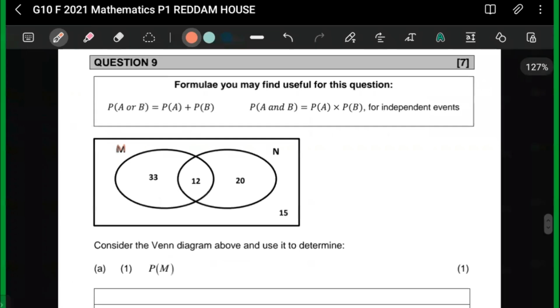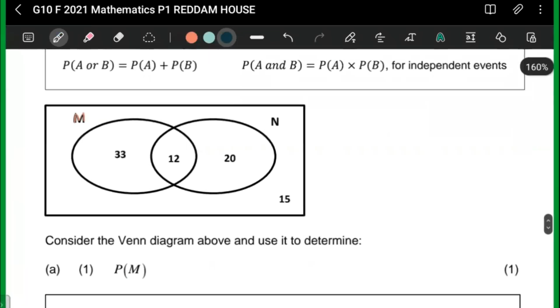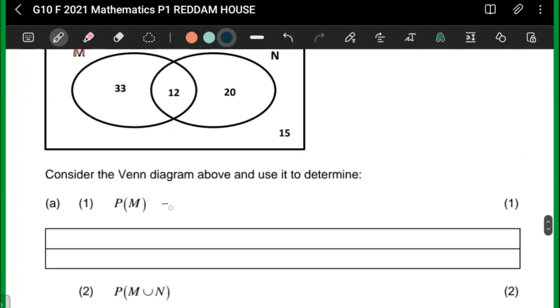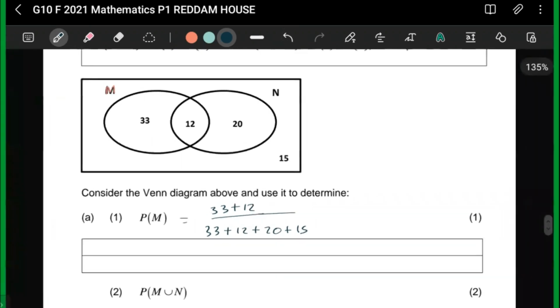But let's start. The probability of M, right? This refers to everything to do with M. The probability of M is going to be the 33 plus the 12 divided by everything. So everything is 33 plus 12, right? Plus 20 plus 15. There you go. Now this, if you simplify it, you are going to get the following. That's what we get in our calculator here.